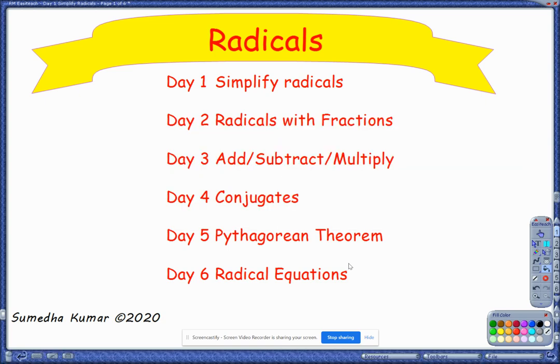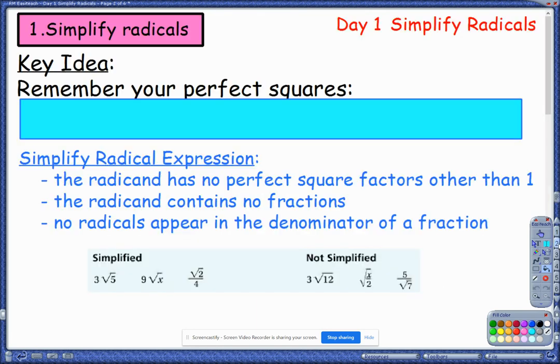Hi guys, we are going to begin radicals. This is a little bit difficult and confusing, but once you understand it, you're going to do really, really well. So make sure you pause and think every time you see something new that you're having trouble understanding. So, the first thing we want to do is teach you how to simplify radicals.